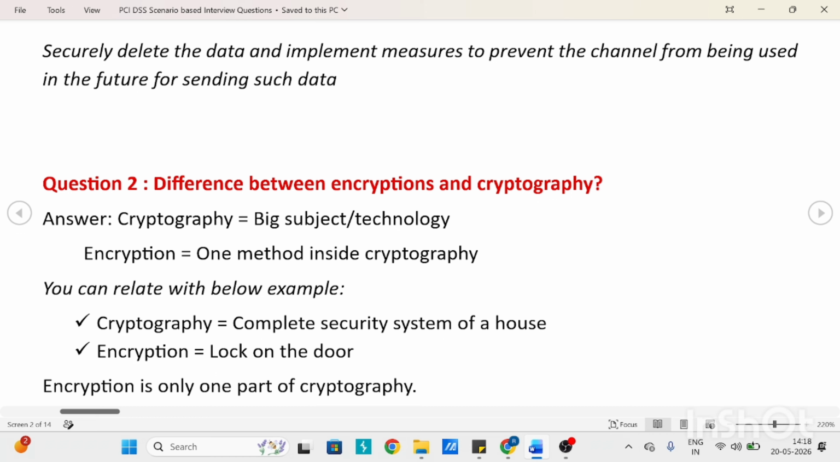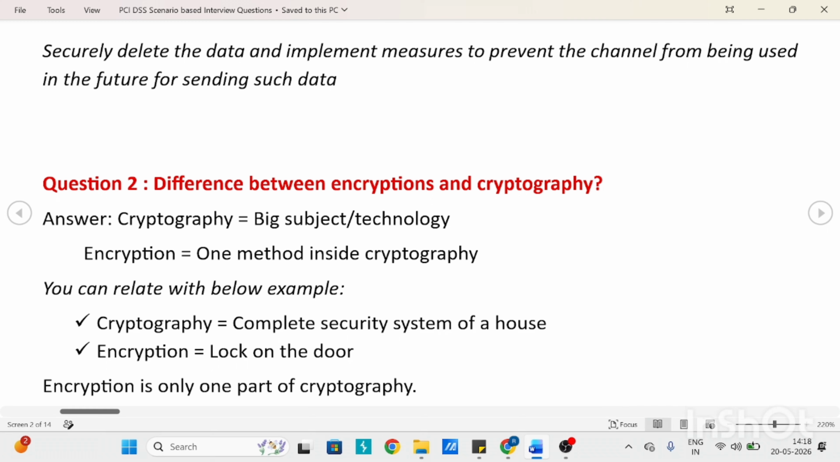So what PCI DSS is saying, guys, is that you have two options. Either secure the path and include it in the scope, or delete that path permanently so that you don't receive any data from that path in future. So there are two options here.